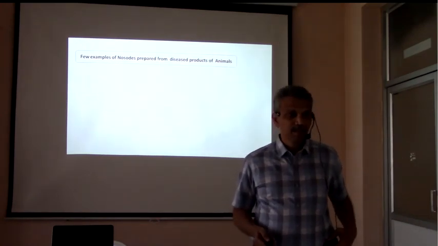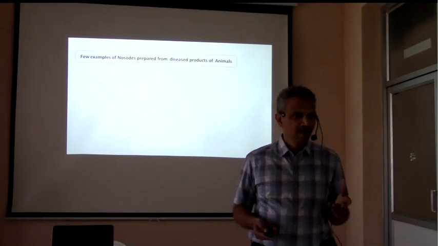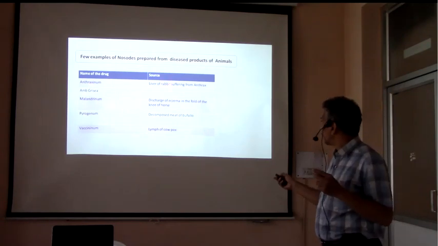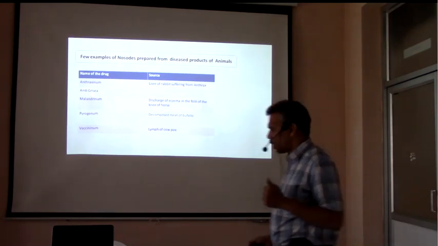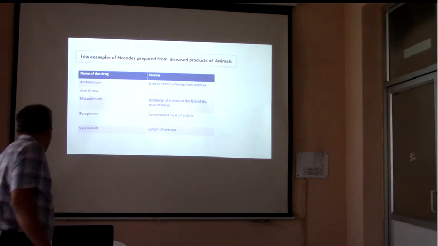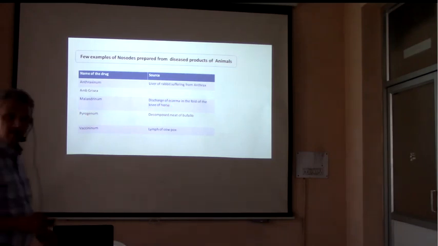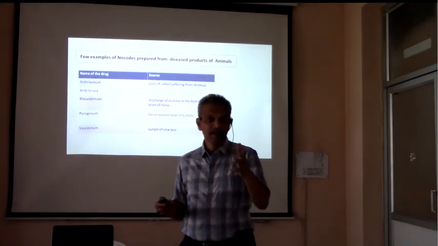Melandrium, ambra grisea, yes, good, ambra grisea, lysine, a beautiful remedy, and you also have anthracinum. Anthracinum is from the liver of rabbits suffering from anthrax. Ambra grisea is the morbid secretion of the sperm whale. And you also have melandrium, discharge of eczema in the folds of the knee of a horse. And then pyrogenium, a remedy which we all very commonly use. It is prepared from decomposed beef.